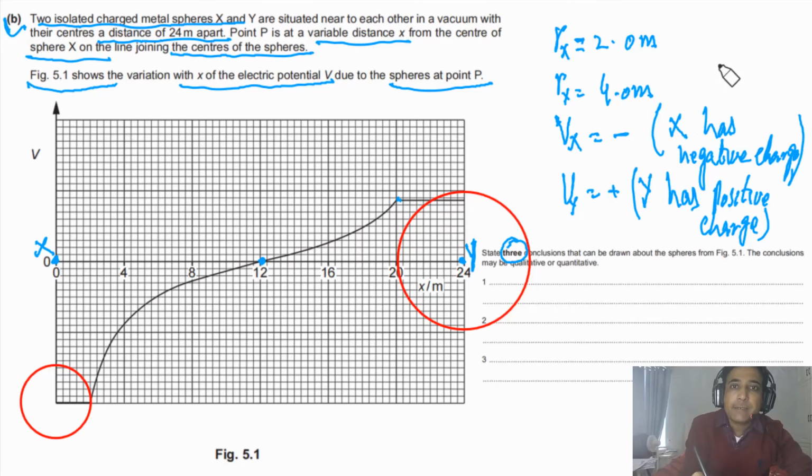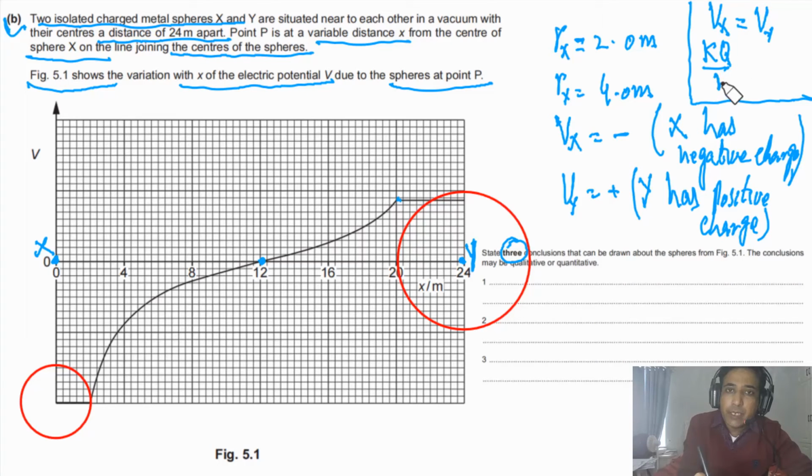It simply means that potential due to x at this point is equal to potential due to y, and potential is equal to k times q divided by r. And here we have, this is also k times q divided by r.